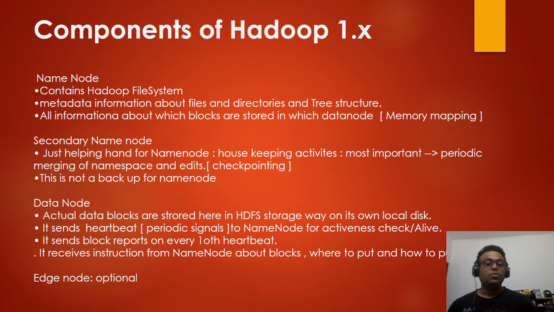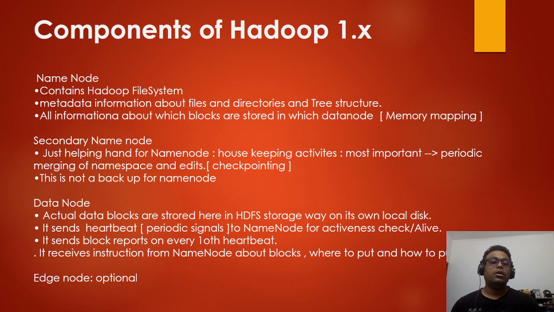Now we'll go to a brief look at the components of Hadoop 1.x. In Hadoop 1.x, there are three kinds of nodes: first is the name node, second is the secondary name node, and then the data node. It is a master and slave architecture, where one node takes the responsibility of managing all the stuff, and the slave nodes take care of storing. Same thing here: the name node is one node, a node means one machine in the cluster.